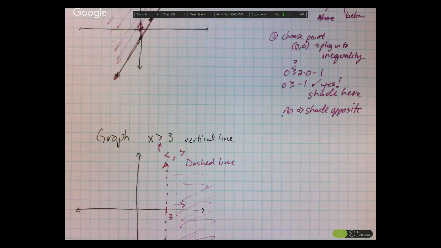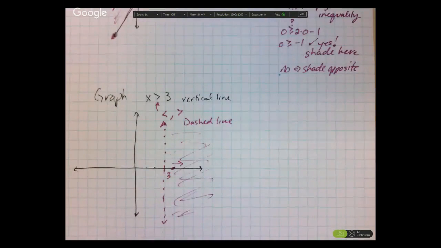Or you could choose, let's say you choose 4, 0. Is 4 greater than 3? Yes, so shade over here.